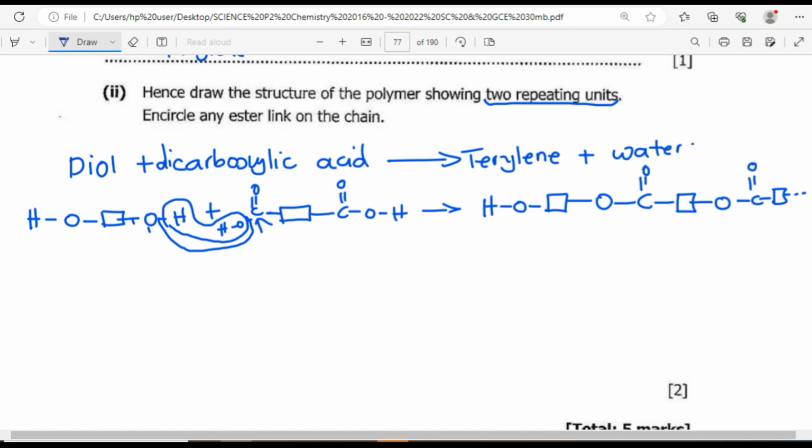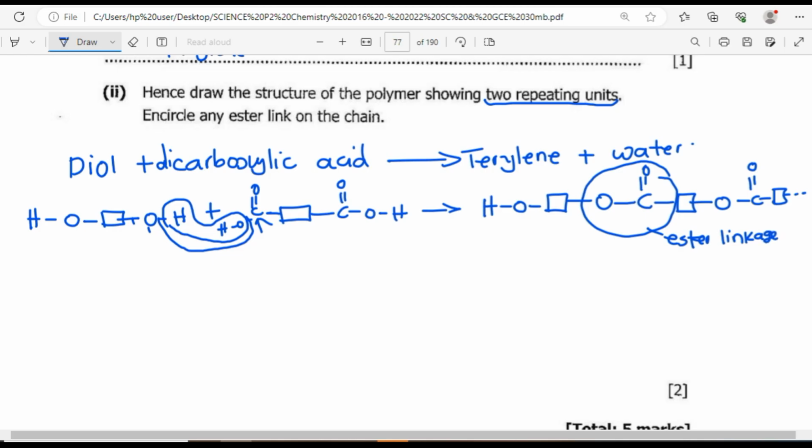So this is what you do. Then the other is to circle the ester linkage. The ester linkage is anything in between the boxes here. So this is our ester linkage. It's a linkage because it's holding two of these boxes.